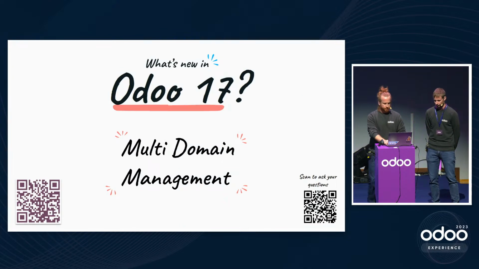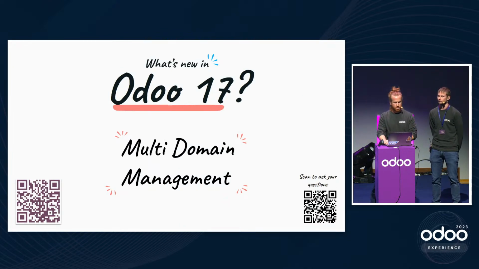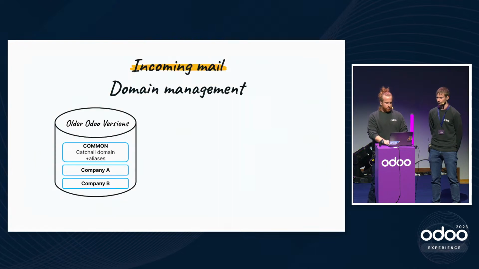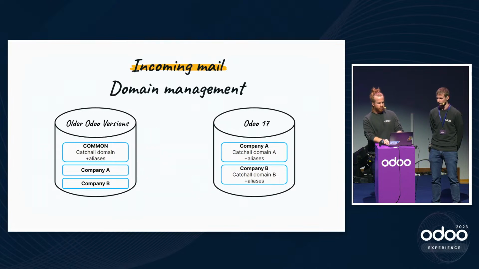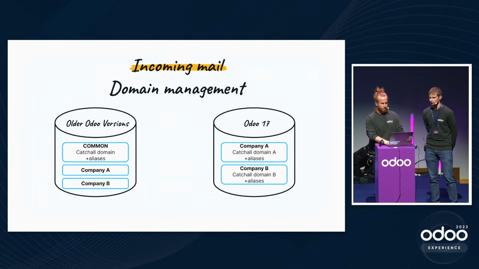What's new in Odoo 17? We have the new multi-domain management. You can scan the QR code if you want. That's the pull request that was done by the R&D to introduce this feature. So before, on the previous Odoo versions, we had just one common domain for all the database, and our companies were not linked to it. And in V17, we put all of them together. We have company A, which has its own catch-all domain and its own aliases that you can create. And the same with company B and any other company that you have in your database.